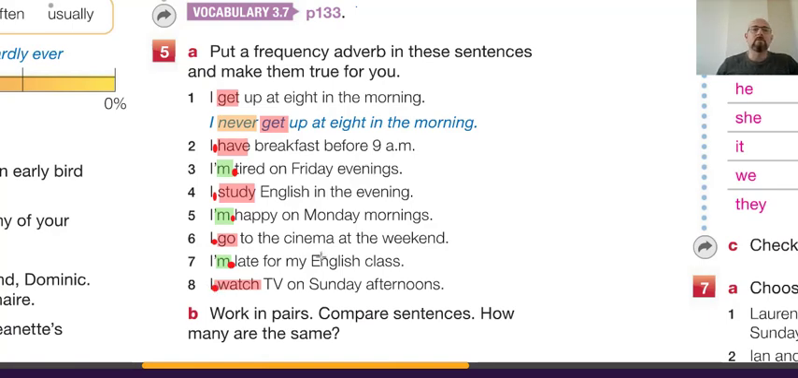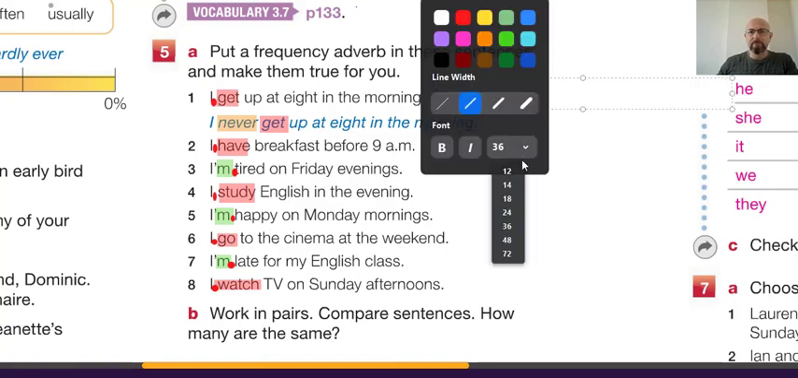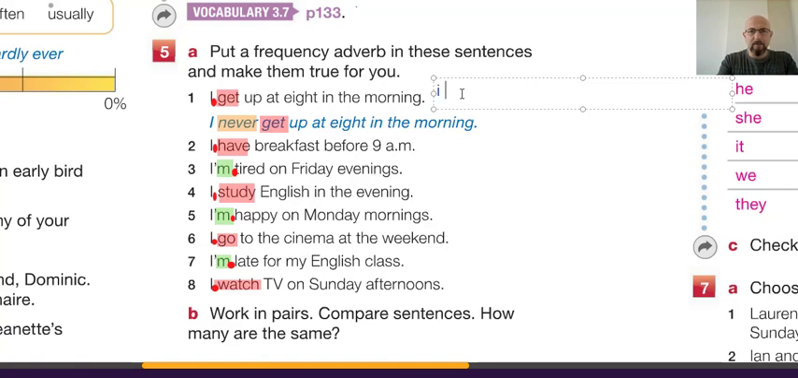Now you will write the frequency adverb, and you choose the one that makes the sentence true for you. For example, I never get up at 8 in the morning. For me, I say, I always get up at 8 in the morning. So your answer and your partner's answer will be different. The most important thing is that you know the place of the frequency adverb.